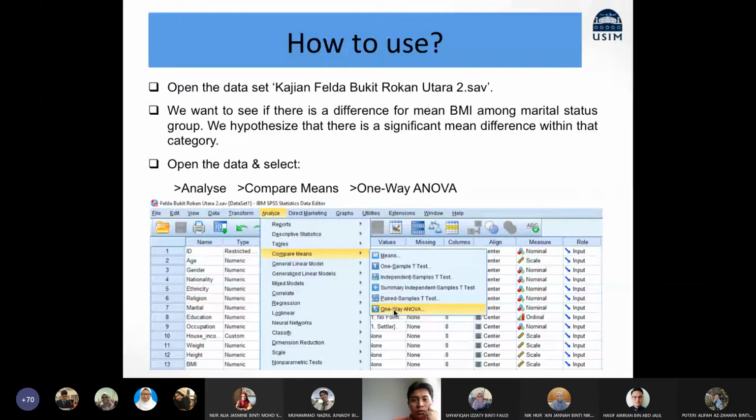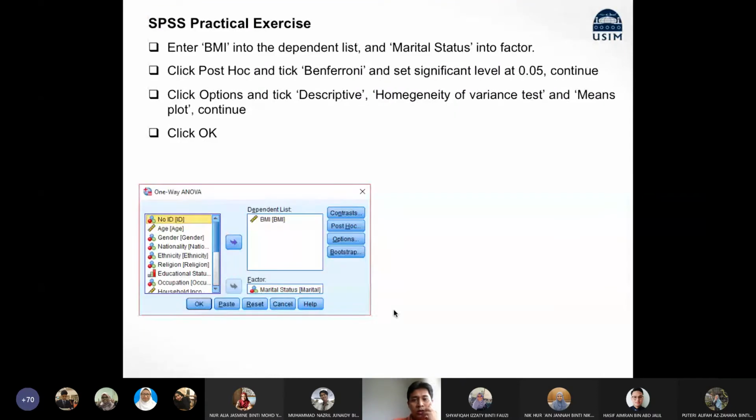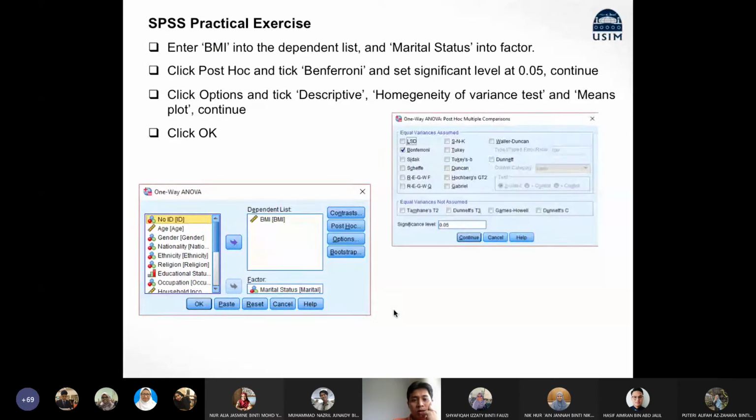Alright, so everybody got it? Siapa-siapa yang ada SPSS boleh try buka. Dapat doktor. Dapat. Okay, so bila dah tick one way ANOVA, dia sekejap, sampai kat sini. So masukkan BMI under dependent list because this is our outcome. And then you select marital status as your factor. Factor ni is our exposure. Alright, enter BMI into dependent list and marital status into factor.